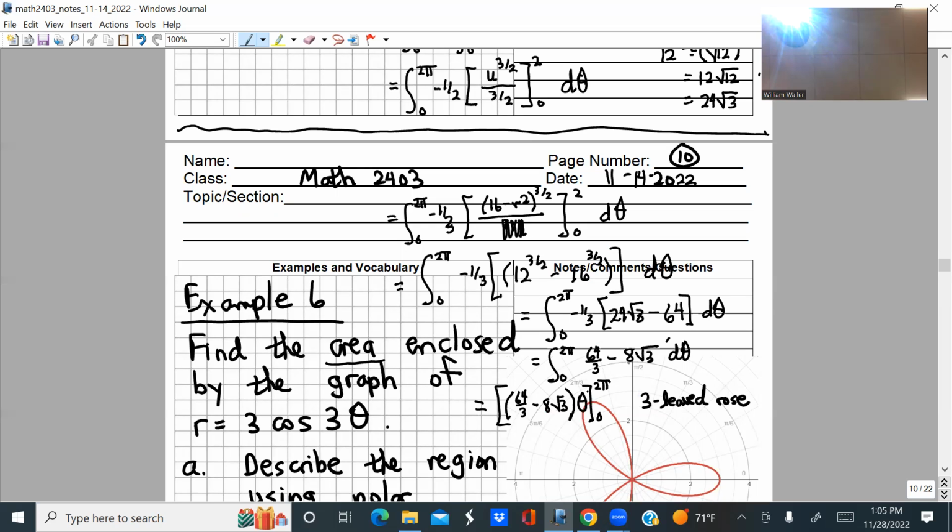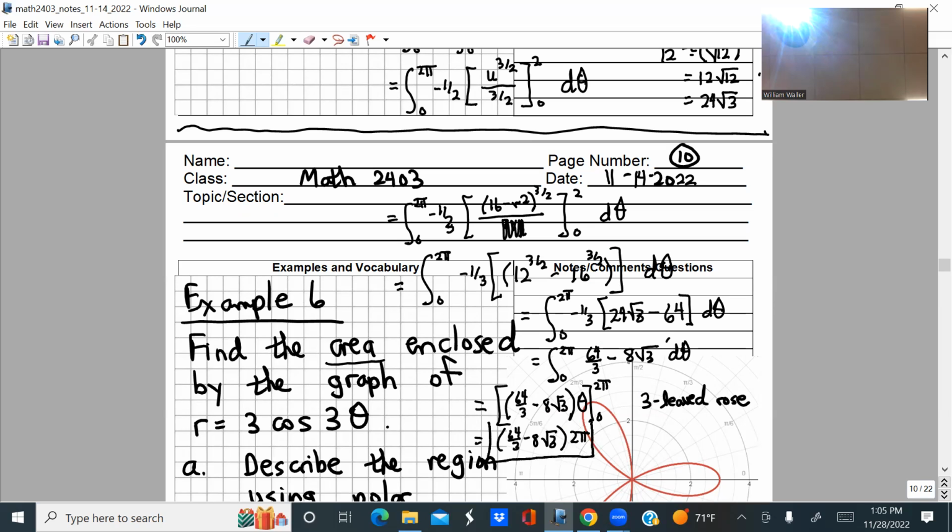But of course, when you evaluate that at 0, that's nice. You just get what? 0? So it looks like here we have 64 thirds minus 8 times the square root of 3 times 2 pi as the, there it is.